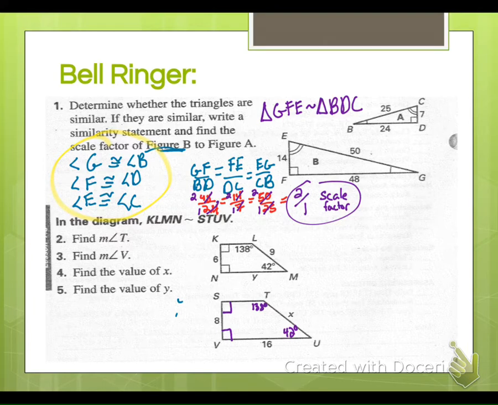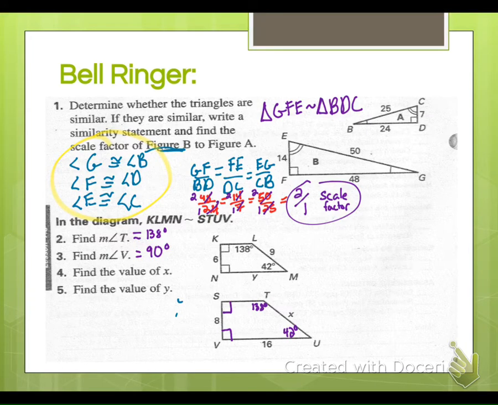So what is going to be the value of angle T? Well, we see angle T is congruent to angle L, so that means the measure of angle T has to be how much? 138. And then angle V is congruent to angle N, which means it has to have a value of 90. And then the last portion here says find the value of X and then find the value of Y.